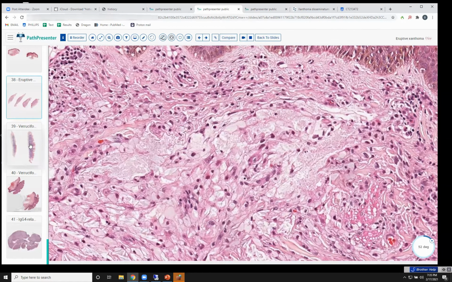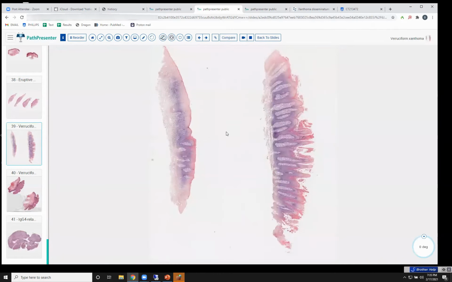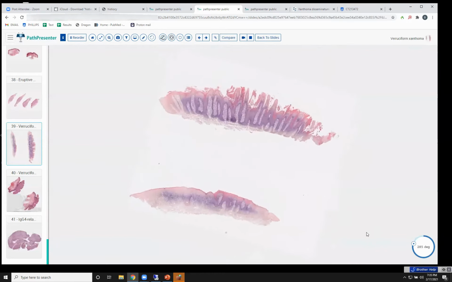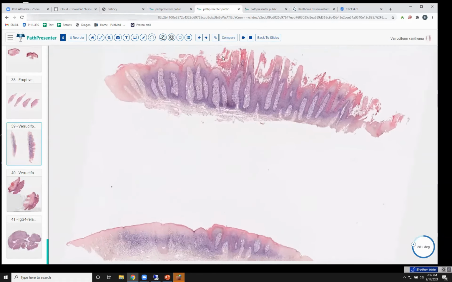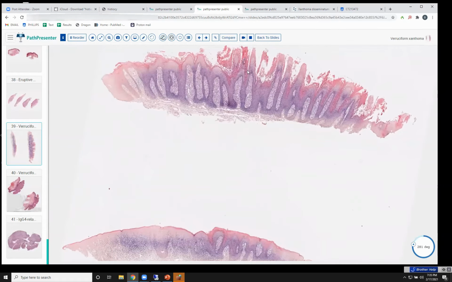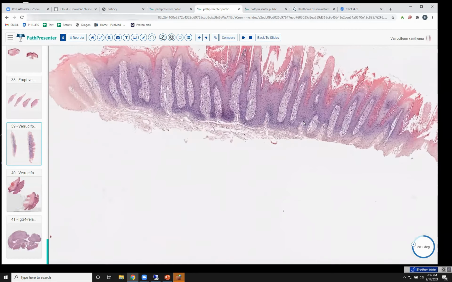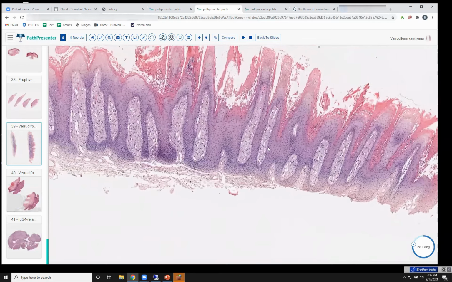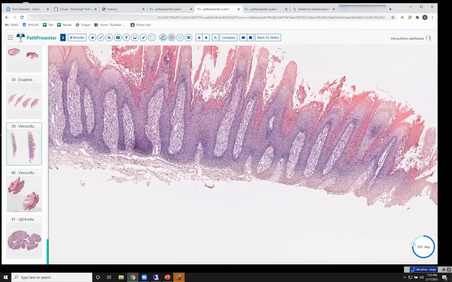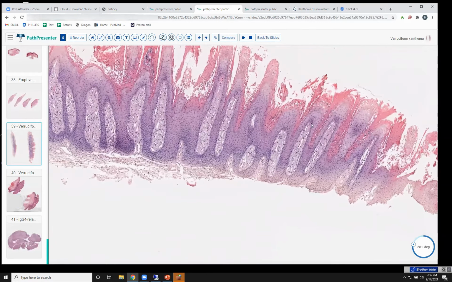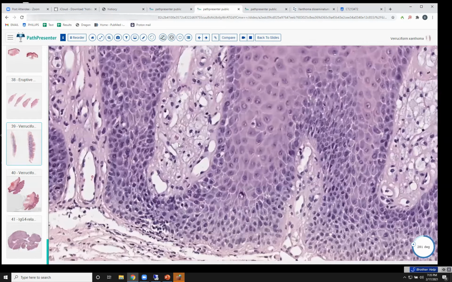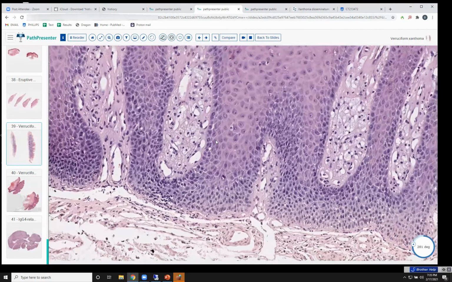And here's one they love on boards. On low power, you see some papillary hyperplasia-like pattern, and then these divots of parakeratosis pushing into the epidermis. And this is a classic pattern that you see. When you see that, you look for foam cells in the papillary dermis. And there they are. So this is a verruciform xanthoma.